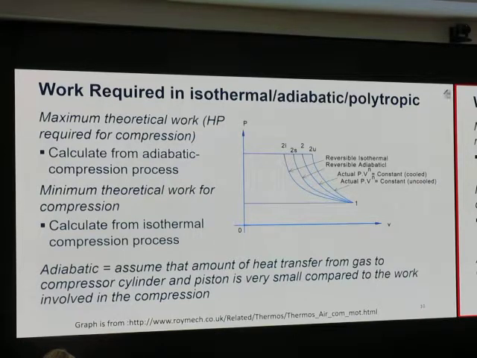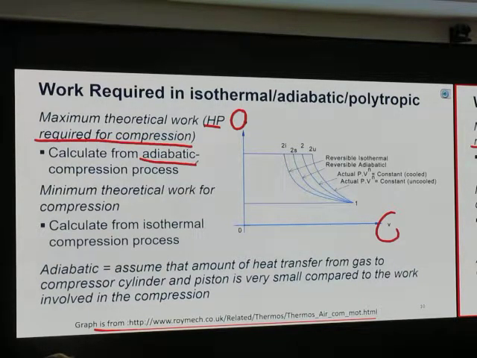Let's talk about the work required. Once we know that, we can calculate horsepower. We have several lines in the PV diagram. These come from that website. Maximum theoretical work or horsepower required for compression is calculated from the adiabatic compression process. What's an adiabatic compression process? No heat coming out. It's getting hot, and that's it. That is the maximum theoretical work required.